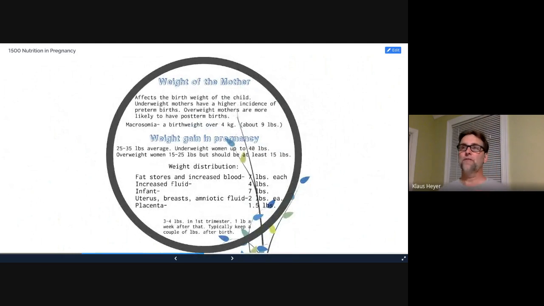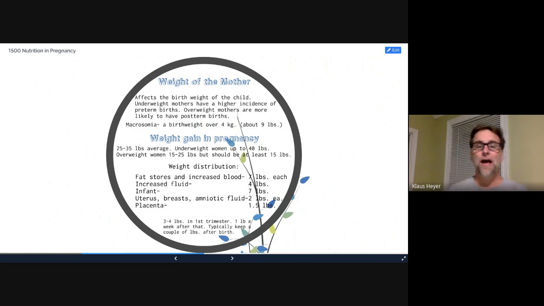So the weight of the mother, now these are averages, right? There are always going to be exceptions, but in general, on average, the weight of the mother is going to affect the weight of the child. Underweight mothers tend to have preterm babies and babies that are lower in weight, and the reverse is true. That's a general trend. You might have exceptions in your family.